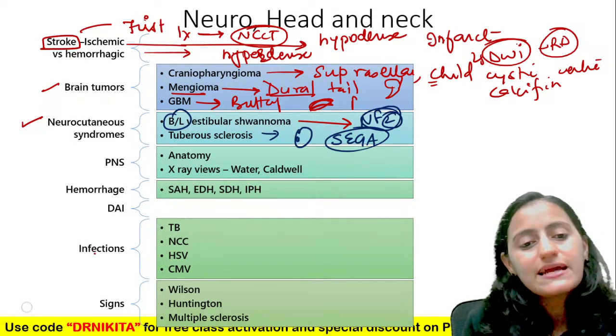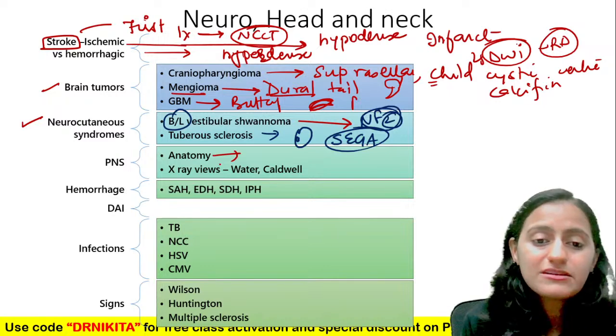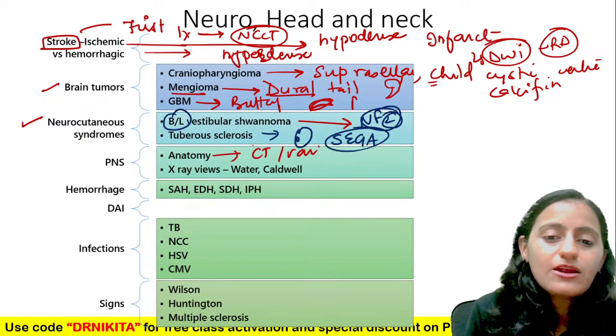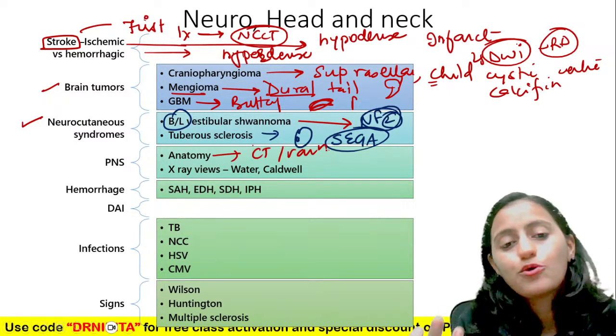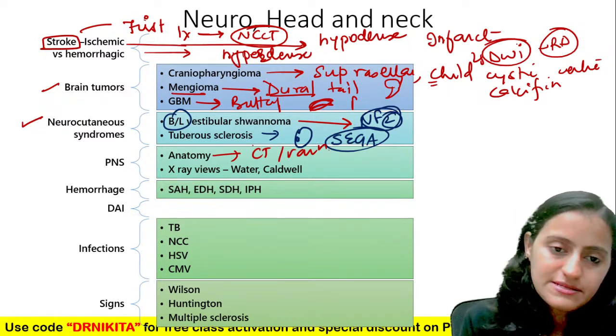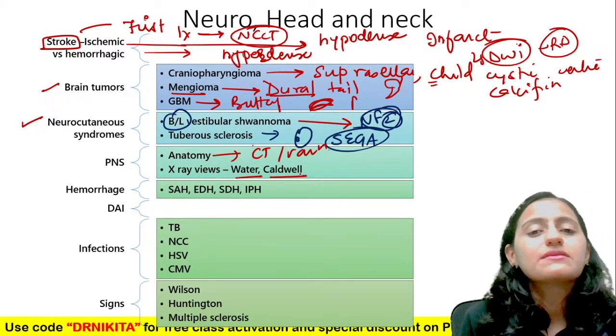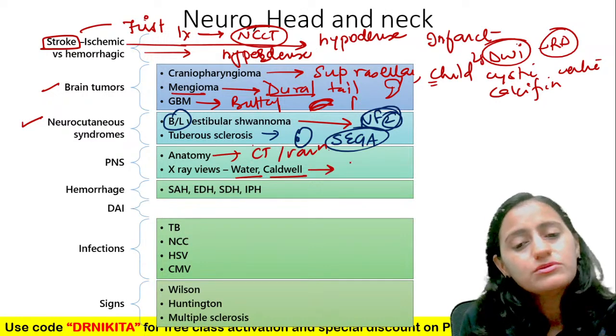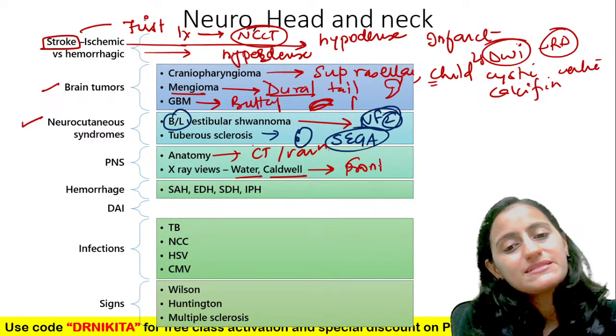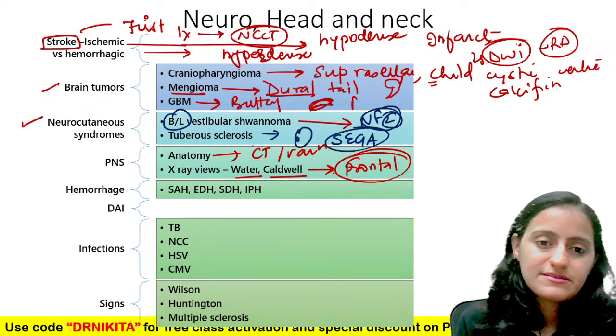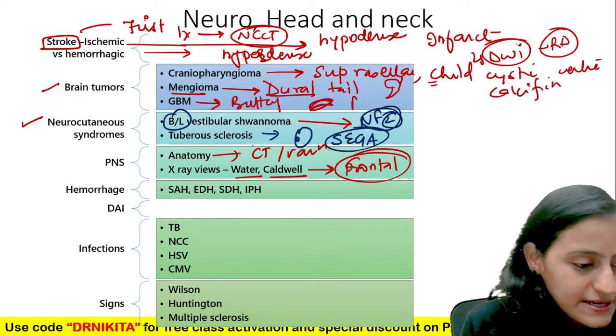In paranasal sinuses, what is important is the anatomy. The CT anatomy along with the variations: Haller cell, Onodi cell, Agger nasi cell, it is important. X-ray views are important. Waters view, Caldwell view. Remember, Caldwell view is the best X-ray view for frontal sinus. Okay, it's the best for frontal sinus.